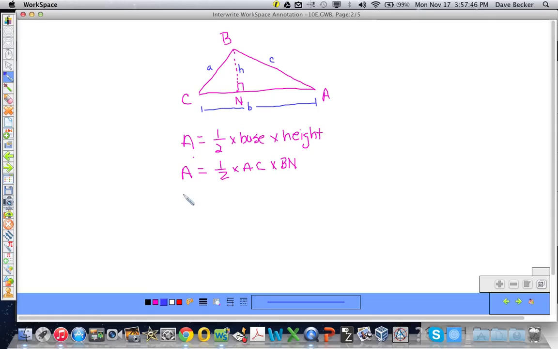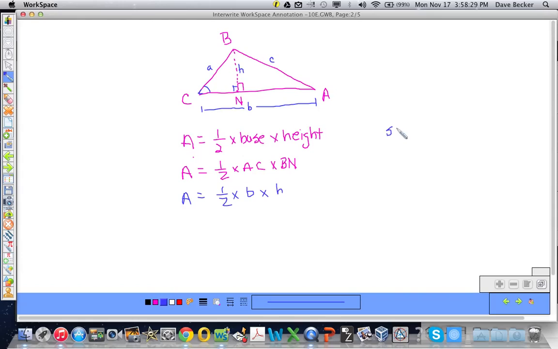Okay. So now I'm going to say that area equals 1/2 times, instead of AC, I'm going to put little b, the length of that side, times the height. And I only need one more substitution, and that's for H. So let's take a look at H right here. Well, H is part of triangle BNC, and BNC is a right triangle because this is a perpendicular. If this is angle C, opposite is this side, and the hypotenuse is this side. So opposite is the letter H, and the hypotenuse is the letter A.